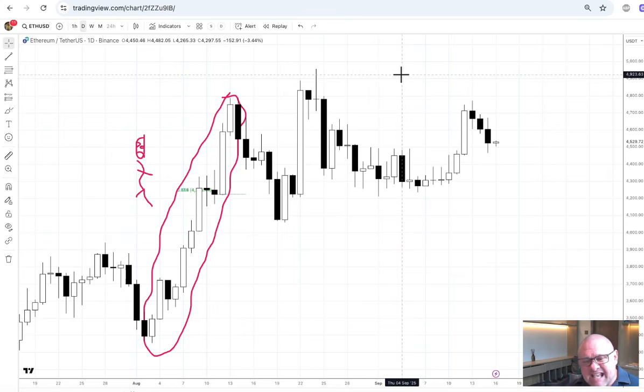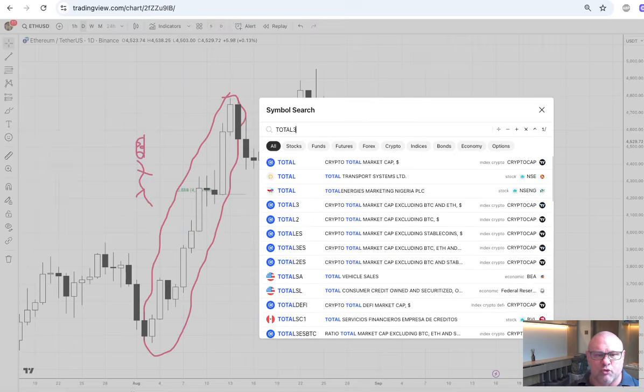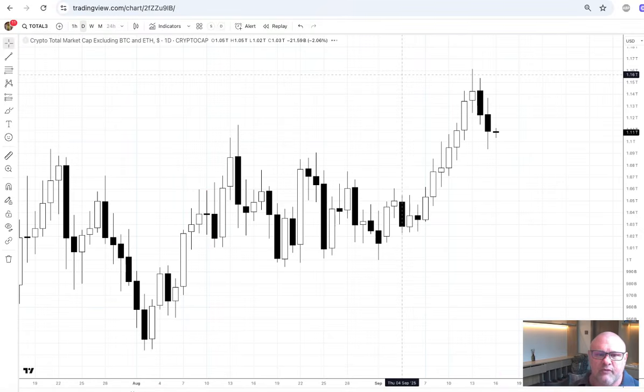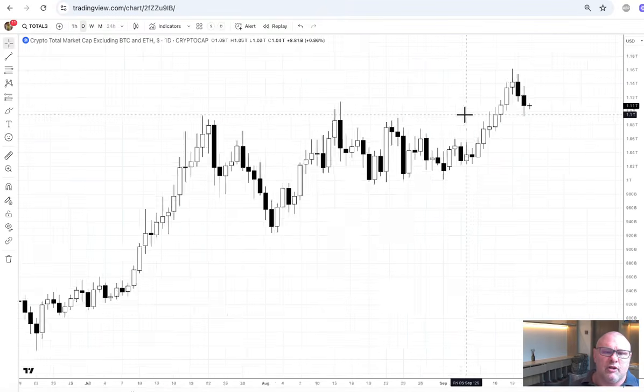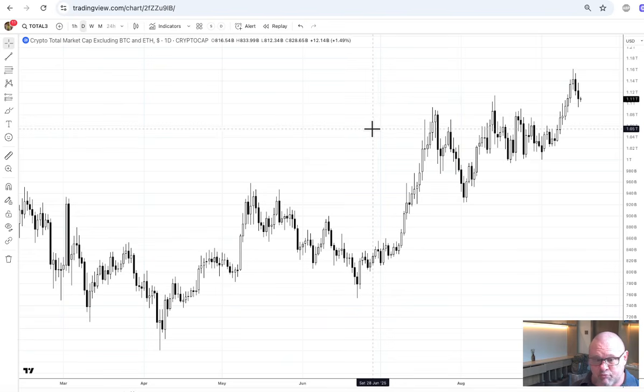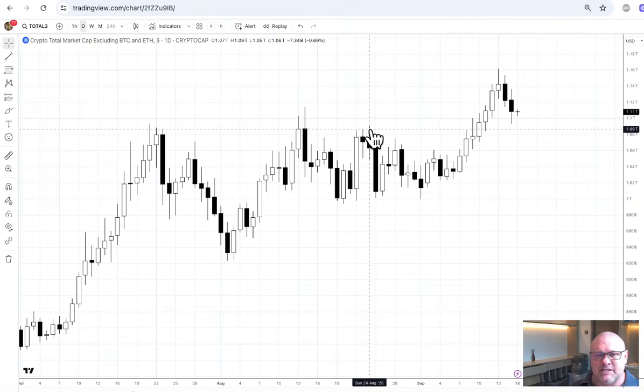Now, the next thing that you want to look at is the altcoin market as a whole. I'm going to show you two proxies for that. One is Total 3 on TradingView. This is free software, tradingview.com. And this is the total market cap of all altcoins except for Bitcoin and Ethereum. This is basically what are altcoins doing.